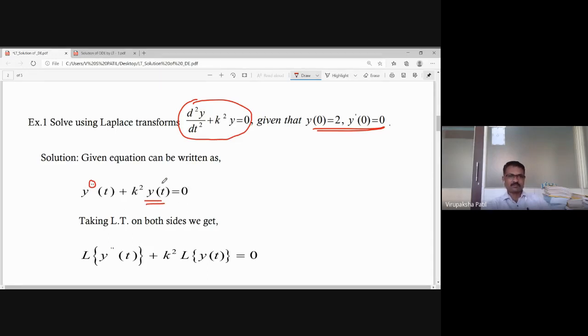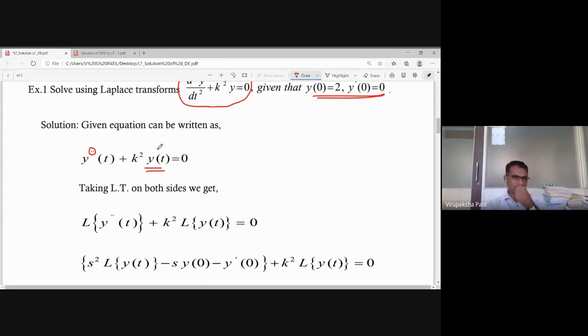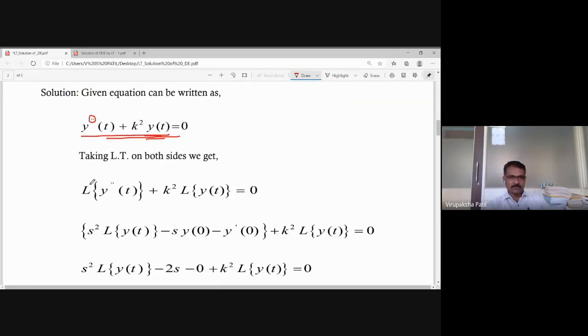Second order. According to the rules, we have to solve this by using Laplace transforms. So take the Laplace transform on both sides, applying it term by term. The Laplace transform operator is a linear operator, as you already know. Therefore it becomes L of y double dash of t plus k square into L of y of t is equal to L of 0. L of 0 is 0, so we kept that as it is. Next, we have to write the expression for this.